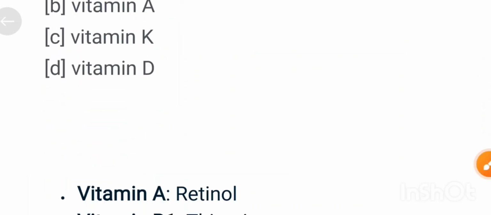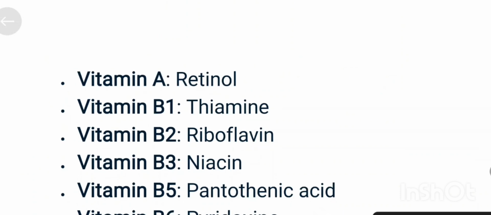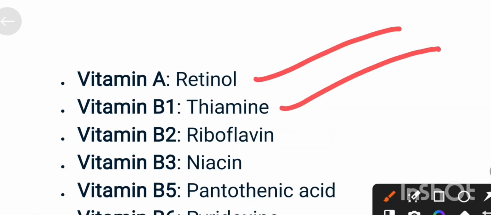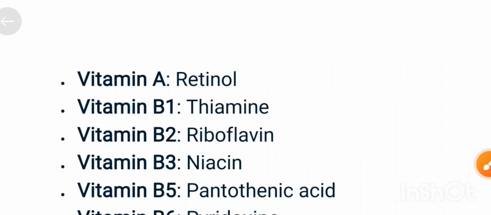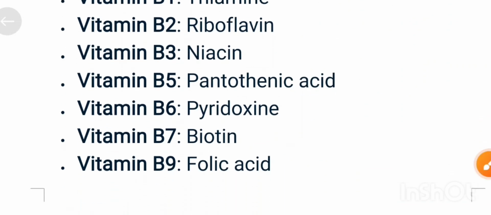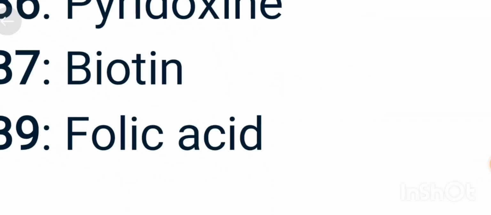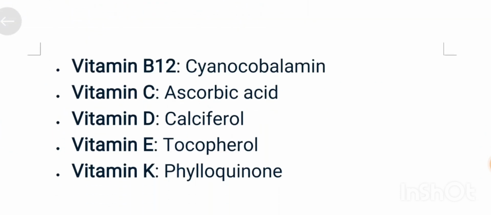Vitamin A is retinol, vitamin B1 is thiamine, vitamin B2 is riboflavin, vitamin B3 is niacin, B5 is pantothenic acid, B6 is pyridoxine, B7 is biotin, B9 is folic acid. B12 is cyanocobalamin, vitamin C is ascorbic acid, vitamin D is calciferol, vitamin E is tocopherol, vitamin K is phylloquinone.